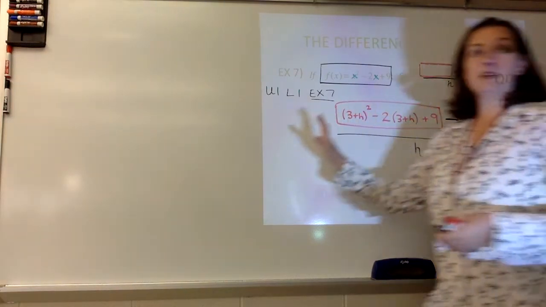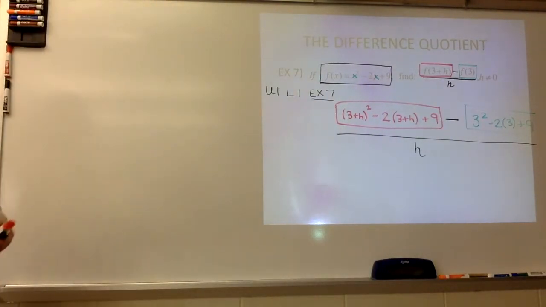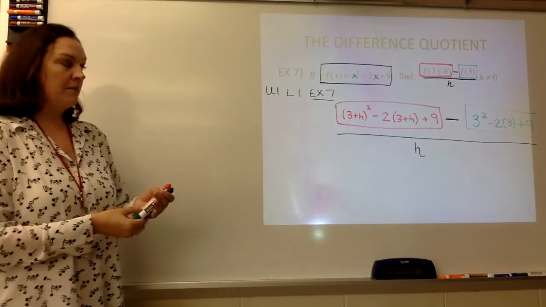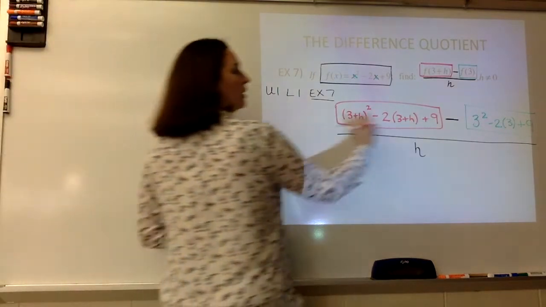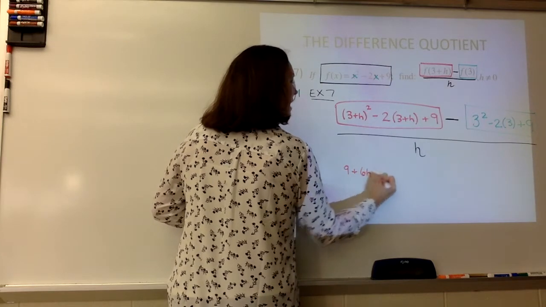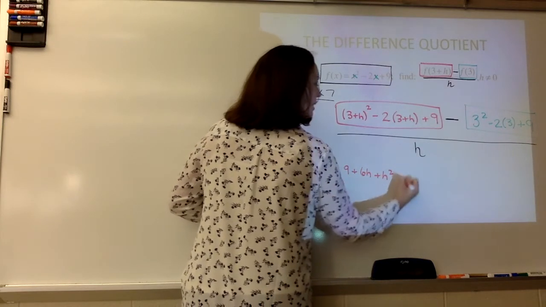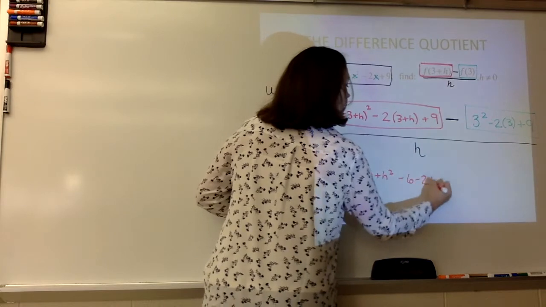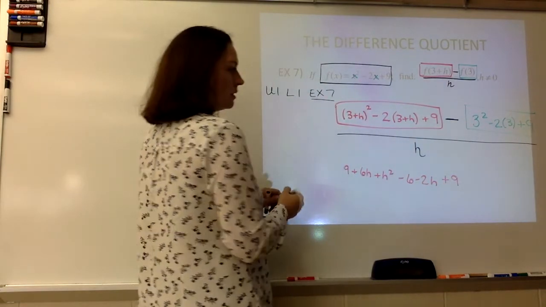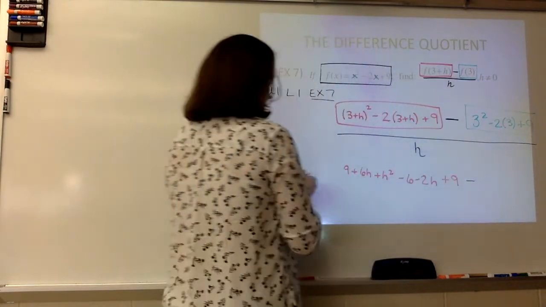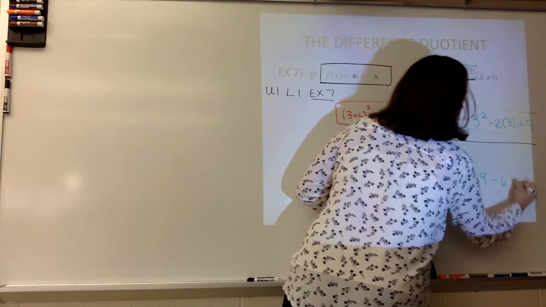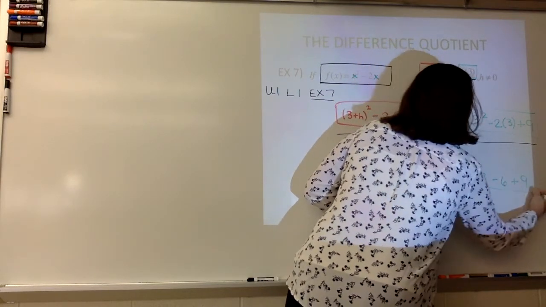All right, so once we do the setup correctly, now we have to go back and do all of the algebra. And this is where what we did in the prerequisite becomes really important. Minding your parentheses, using PEMDAS, etc. So, if I quickly do this, it's going to give me 9 plus 6h plus h squared minus 6 minus 2h plus 9 minus (9 minus 6 plus 9). Now this, I'm going to put in a box for a reason.